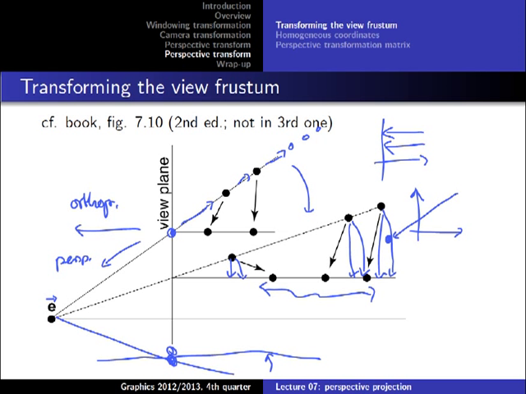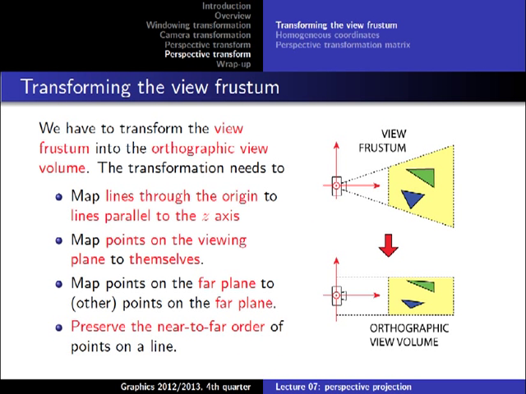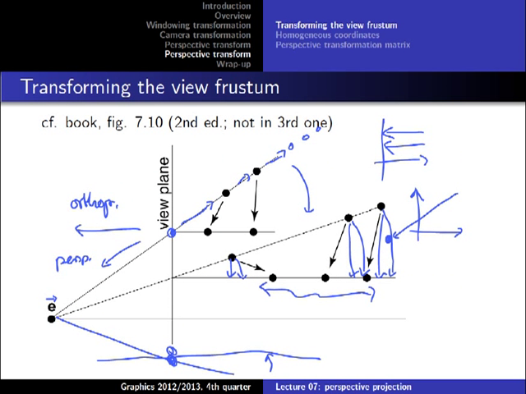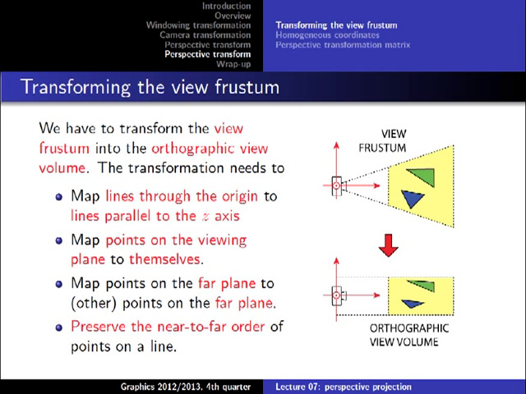Good, so this is what we want. We want a matrix that puts the x and the y values from this line in the viewing direction to a line that is parallel to the orthographic projection and preserves the z order in a certain way. So the conditions that we have is we want to map lines through the origin to lines parallel to the z axis. But that means, of course, parallel to the z axis.